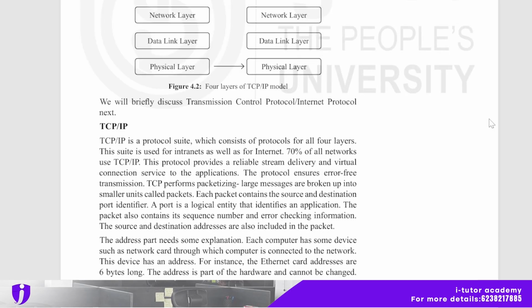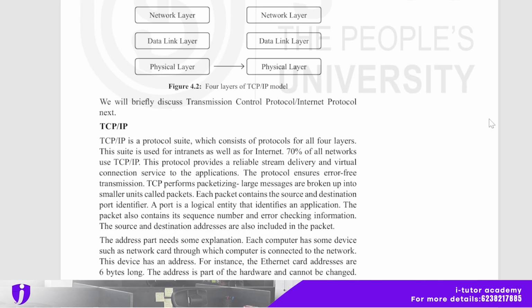Okay, so what is TCP/IP? TCP/IP is a protocol suite which consists of protocols for all four layers, and this suite is used for the internet as well as for the intranet. 70% of all the networks use TCP/IP. This protocol provides a reliable stream delivery and virtual connection service to the applications, and the protocol ensures error-free transmission. TCP performs packetizing.